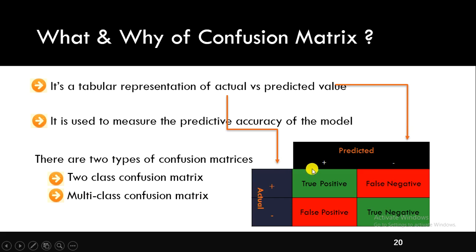The two class confusion matrix is also called the binary class confusion matrix. In binary classification, the confusion matrix will be a 2 cross 2 matrix, and in binary classification we usually have two classes, often called positive or negative. Each row in a confusion matrix represents an actual value while each column represents a predicted class.